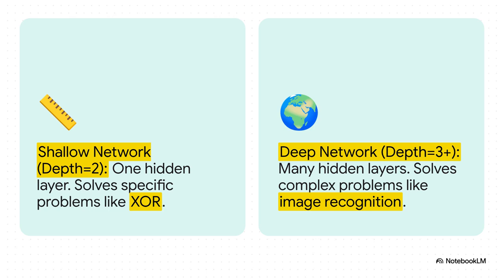This is what we mean when we talk about depth in deep learning. A shallow network, like the one we just built to solve XOR, has maybe one hidden layer. It can solve specific, tricky problems. But a deep network? Well, that's when you start stacking many, many hidden layers. And that's what allows an AI to learn the insanely complex patterns needed for things like recognizing your face or translating languages in real time.